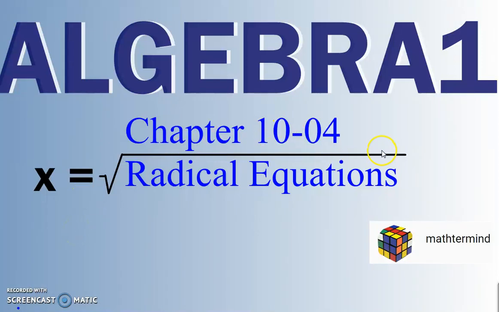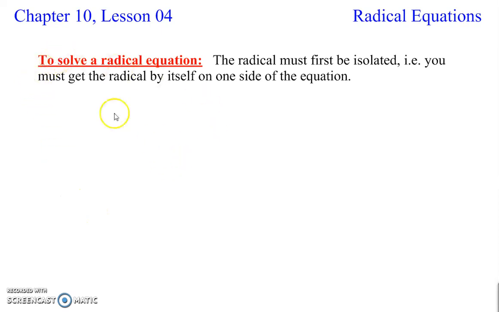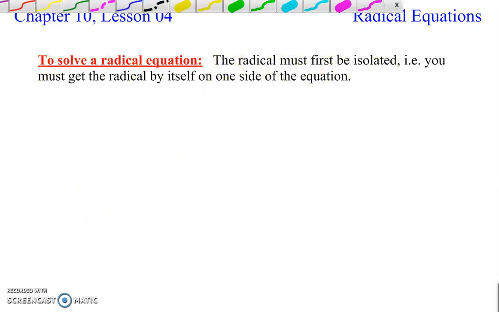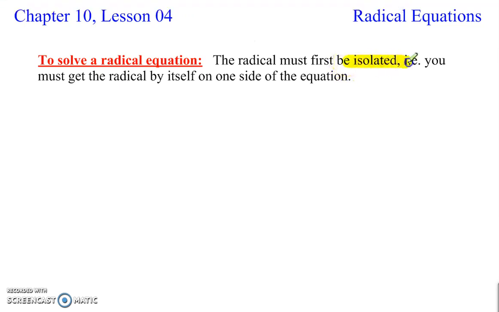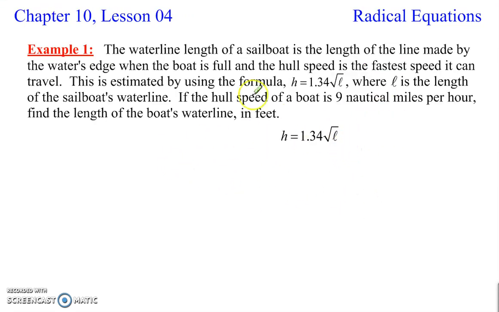We are in Chapter 10, Section 4. We're looking at radical equations. So we've been working with radicals the last few sections, so now we're just popping them into some equations. So here we go. In order to solve it, we have to isolate the radical. That means get it by itself. So we're going to get rid of everything else. Alright, so here we have an example.